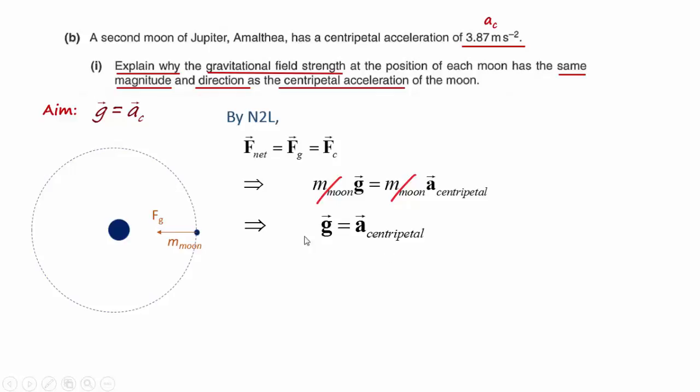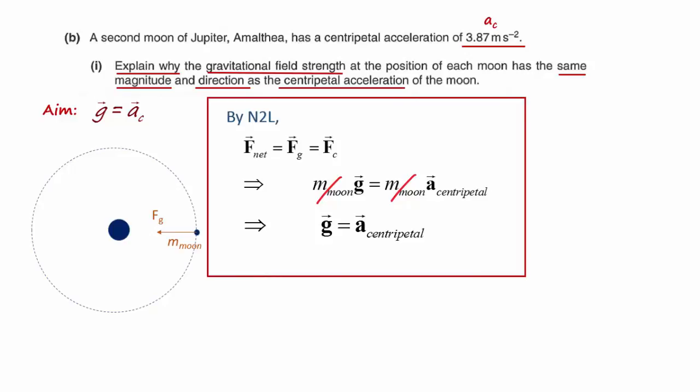We see we end up with this vector equation, whereby it not only shows that the magnitude of g is equal to the centripetal acceleration, but rather the direction of g is also in the same direction as the centripetal acceleration. Using this working as a guide, we can now craft our answer in prose to explain why the gravitational field strength is equal in magnitude and direction to the centripetal acceleration.